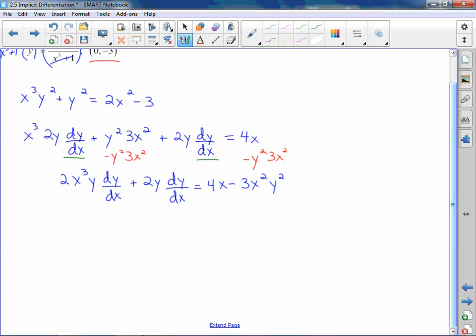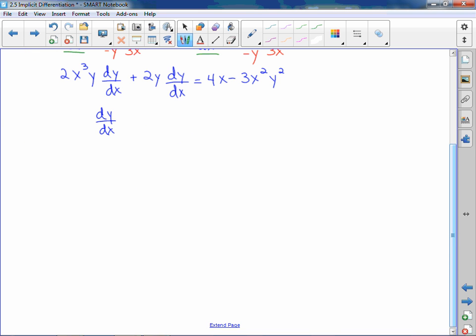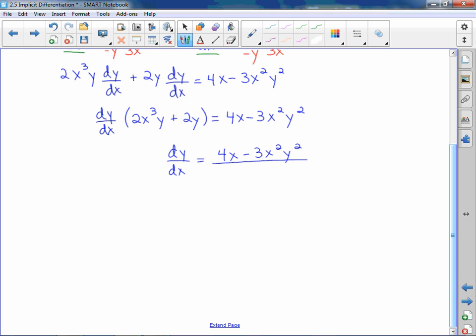Now I'm going to factor out the dy/dx. And we have 2x cubed y plus 2y, times dy/dx, equals 4x minus 3x squared y squared. And then divide both sides by the 2x cubed y plus 2y. So dy/dx equals 4x minus 3x squared y squared all over 2x cubed y plus 2y.